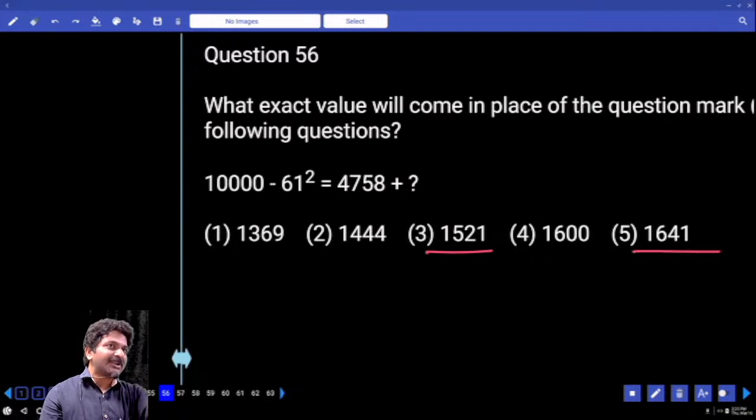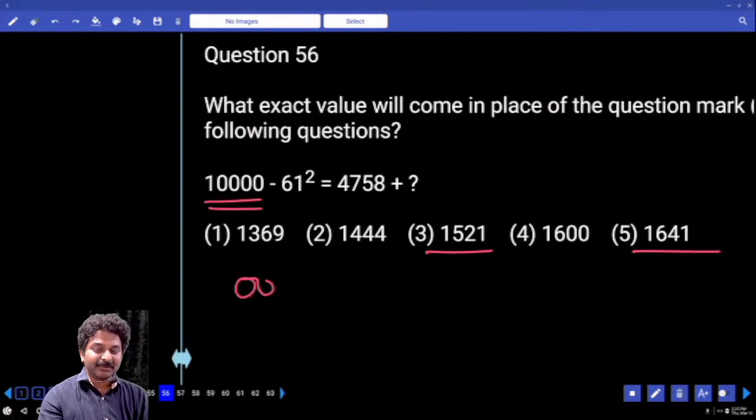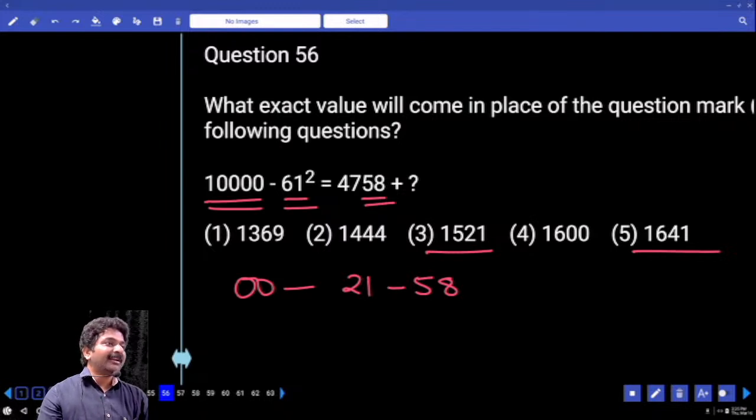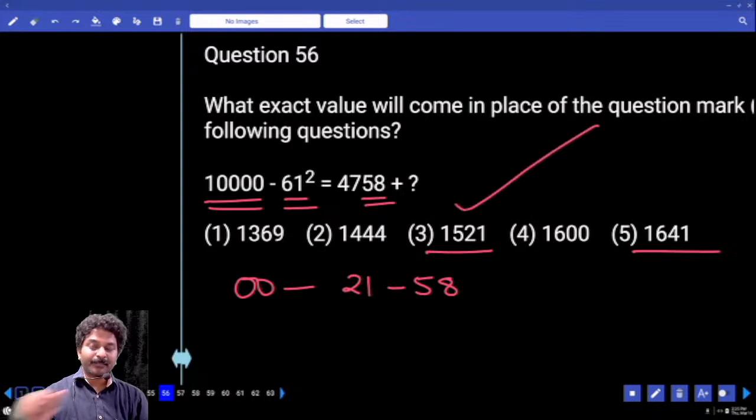In those 2 options, the last 2 digits are different. Agreed or not? In 10,000, 2 digits, 2 zeros, minus 61 square, which is how much more than 50? 11 square. But we have to write only 2 digits, right? Ends with 21. If this comes to the left hand side, that ends with 58. So both negative numbers together give 79. 100 minus 79. The answer ends with 21. Understood?